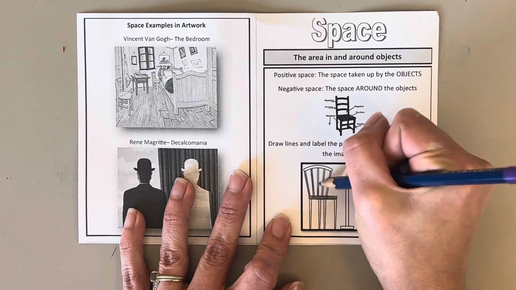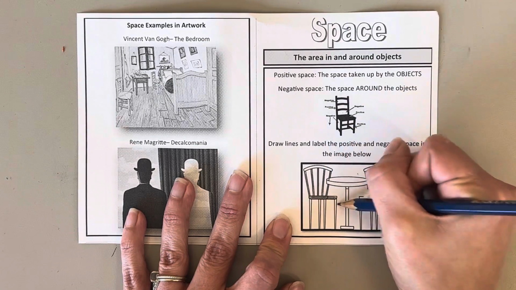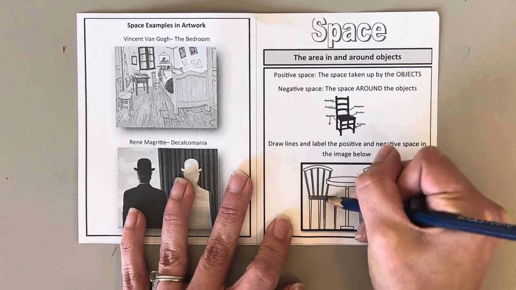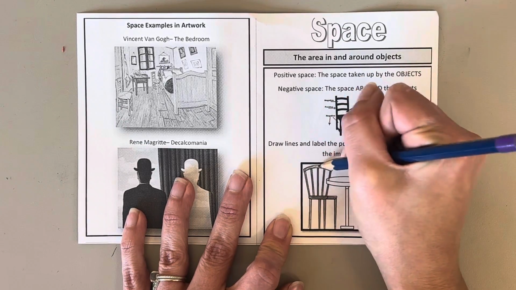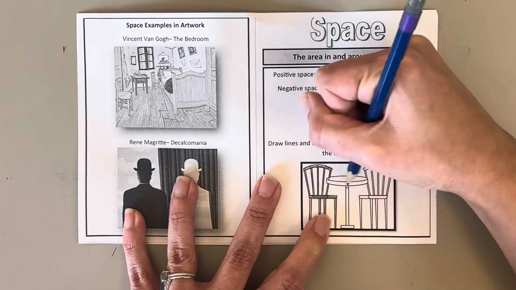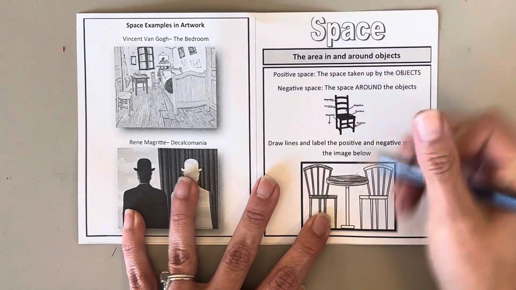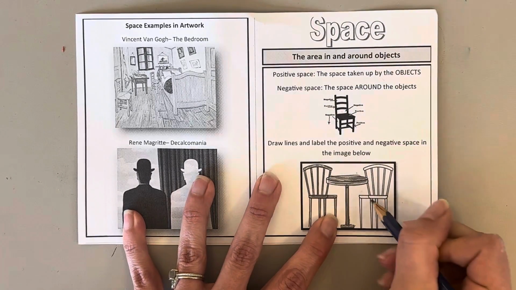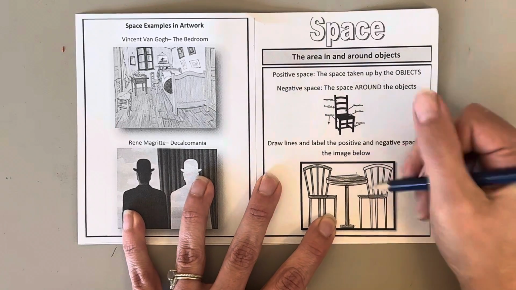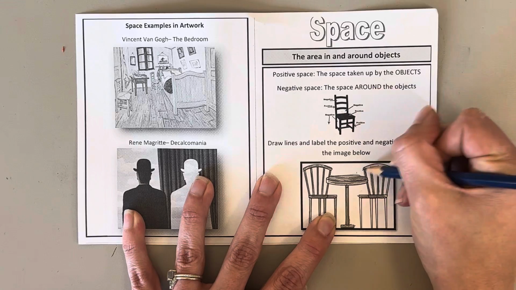We are gonna just go through and fill in all of the positive space, so the objects in the image. So everything that is outlined here as an object, we are gonna go through and fill in with our pencil. And this coloring doesn't need to be super precise. We're just trying to show that we understand that the objects are the positive space and the area around the objects is the negative space.